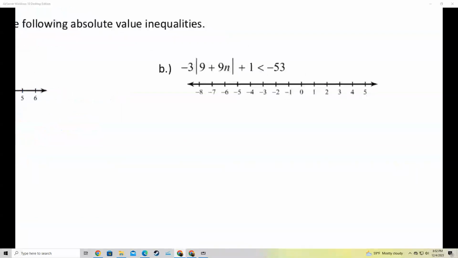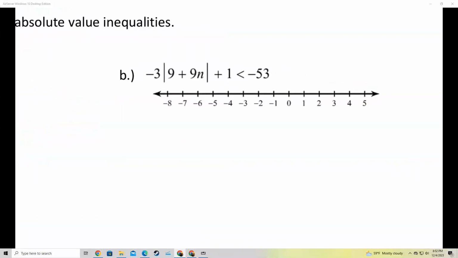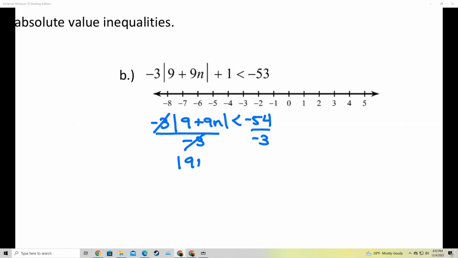Okay, let's try one more. I'm going to subtract one from each side, so I end up with negative 3 times the absolute value of 9 plus 9n is less than negative 54. I'm going to divide both sides by negative 3. Remember, when you divide by negative 3, you need to switch the symbol on the inequality. So that's absolute value of 9 plus 9n is greater than, what is that? That is 18.